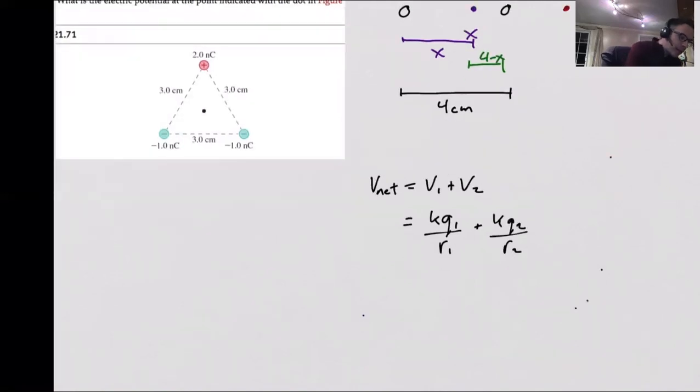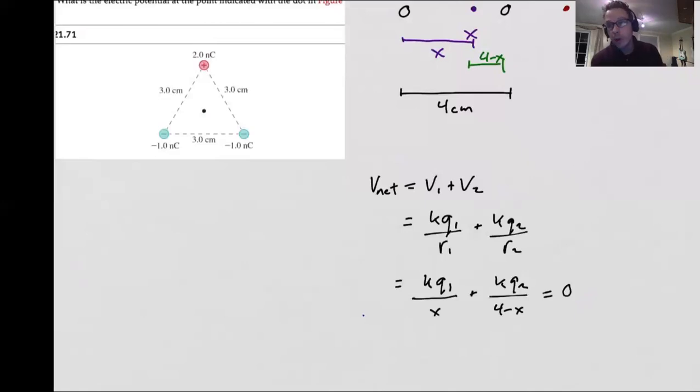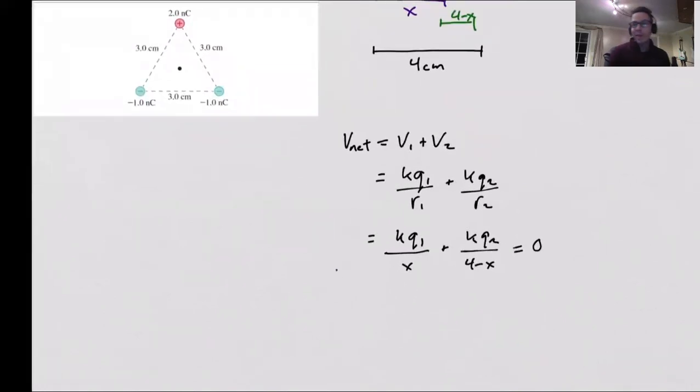When we come down here, we see that V1 is kQ1 over x plus kQ2 over 4 minus x, and that whole thing has got to be equal to 0. Once again, I remind you that when we plug in charges for potentials, we plug in the charge with the sign. So if it's negative, you plug in negative, positive, etc. Right? But what we're solving for here is x. We have an x on both sides, and it's in the denominator. No problem.